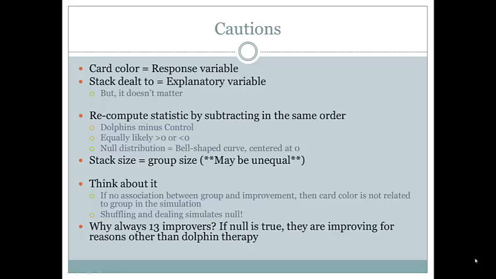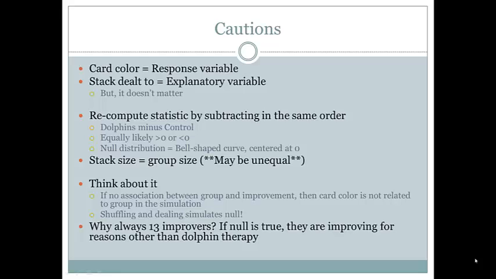Some students wonder, how is this modeling no association? Well, if there's no association between the group you're in and showing improvement on depression symptoms, then the card color, representing improvement, is not related to the group you're in. So if you shuffle and deal, you're saying that the card color has no relationship, no bearing on which stack the card gets dealt to. That's why we're simulating the null hypothesis.